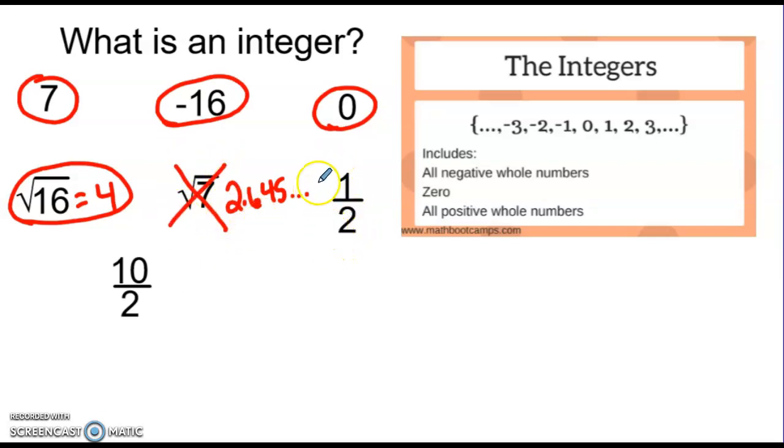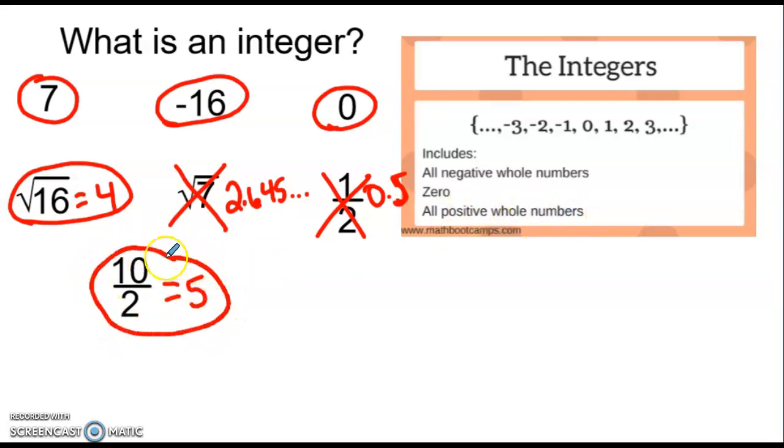1/2. 1/2 is a fraction, or you can rewrite it as a decimal, 0.5. Integers do not include decimals, so this one does not work. But I threw this one up here. This is a tricky one. If you divide it, 10 divided by 2 is 5. This actually equals a positive whole number, and a positive whole number is an integer, so this one does work.